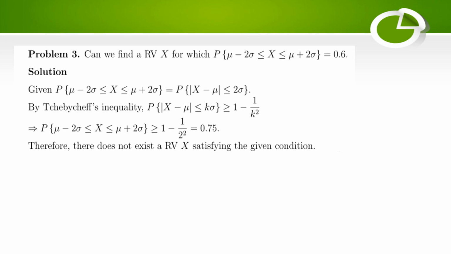+ 2σ) = P(|X − μ| ≤ 2σ). By Tchebycheff's inequality, P(|X − μ| ≤ kσ) ≥ 1 − 1/k², which implies that P(μ − 2σ ≤ X ≤ μ + 2σ) ≥ 1 − 1/2² = 0.75. Therefore, there does not exist a random variable X satisfying the given condition.